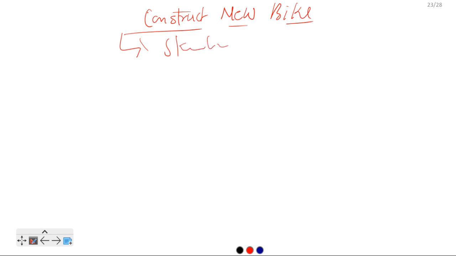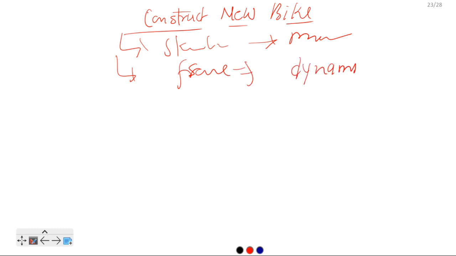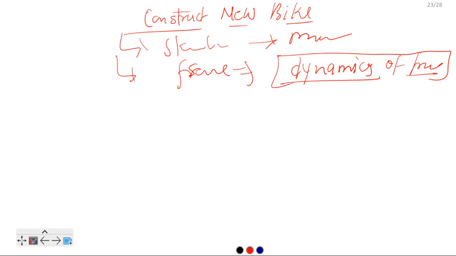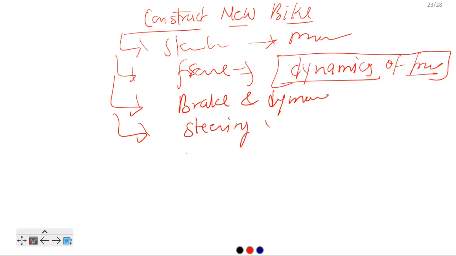We have planned to construct a new bike. We will construct a new bike by the end of the project, from sketch to manufacturing, everything we will do. Second, we will understand the dynamics of the frame also, not only the frame. That means what will happen when we apply a certain amount of force, and what we can look for in the brake and dynamics. Then we will go for steering and dynamics.